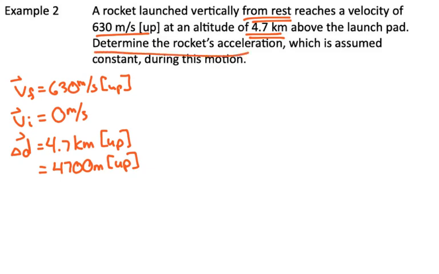And determine the rocket's acceleration. That is A. Again, looking at the list of formulas to see what fits, there is one equation, that is VF squared equals VI squared plus 2A delta D.